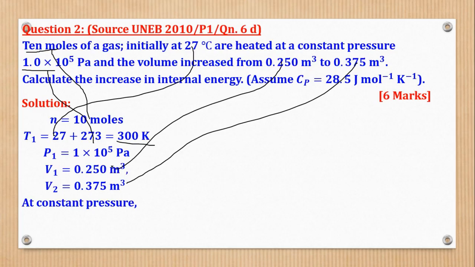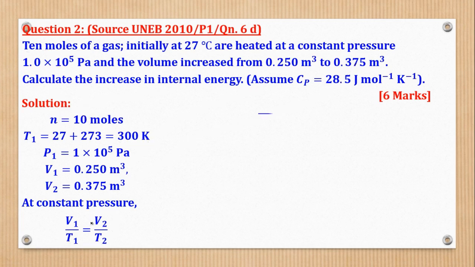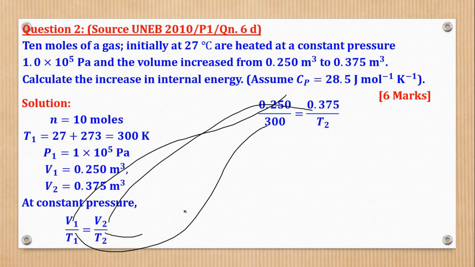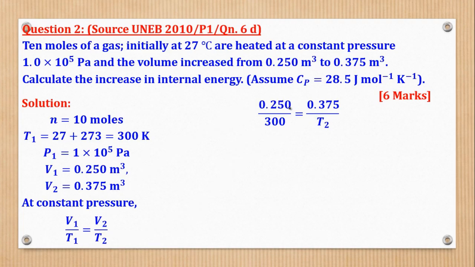So at constant pressure, we use Charles's law. V over T is constant. Then you can come and substitute V1 over T1 equals V2 over T2, which we don't know. Then make T2 the subject. So that we have now got the temperature. We have now got the final temperature at this volume.